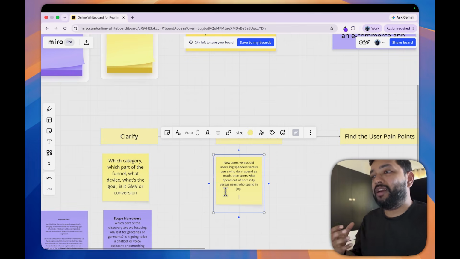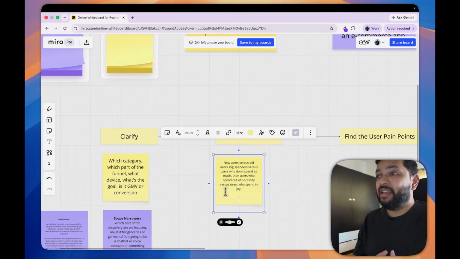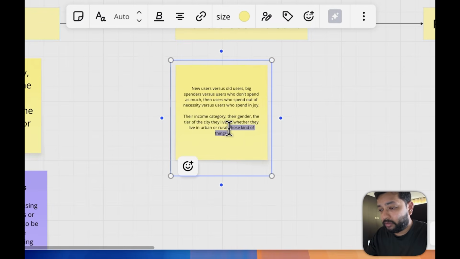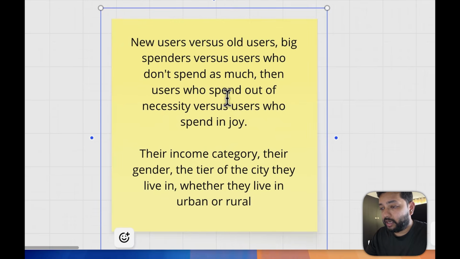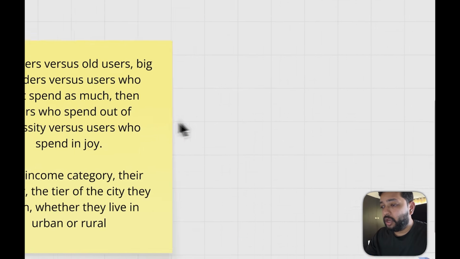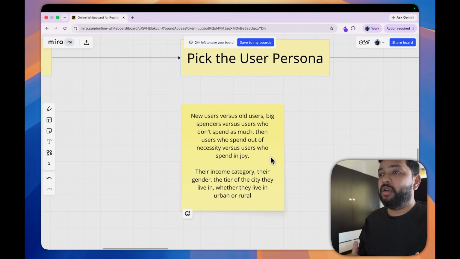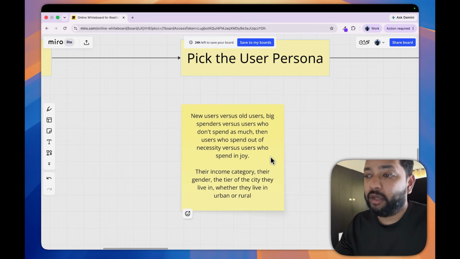On top of it, you could add their demographics. So demographics like their income category, their gender, the tier of the city they live in, whether they live in urban or rural, those kind of things, right? So I'm just going to remove this and showcase this clearly to you. So this is what you do in the older user persona method when you are solving a standard product sense question.